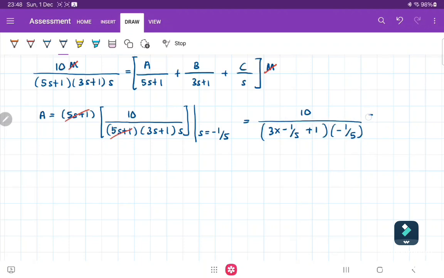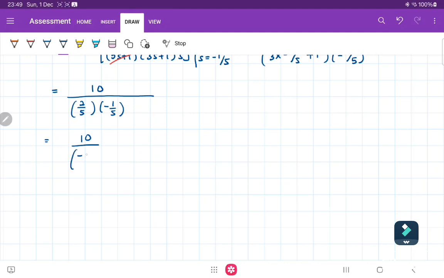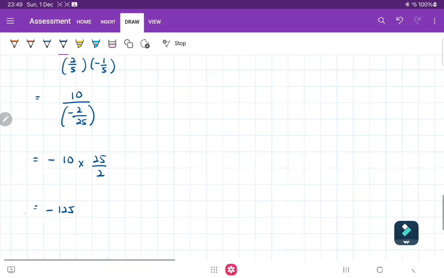So this is equal to 10 over minus 3 over 5 plus 1, which becomes 2 over 5. 2 over 5 multiplied with minus 1 over 5 equals 10 over minus 2 over 25, and this is equal to minus 10 multiplied by 25 over 2, which is minus 125. So that is our A.